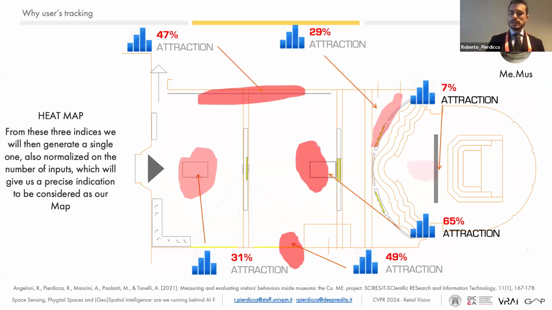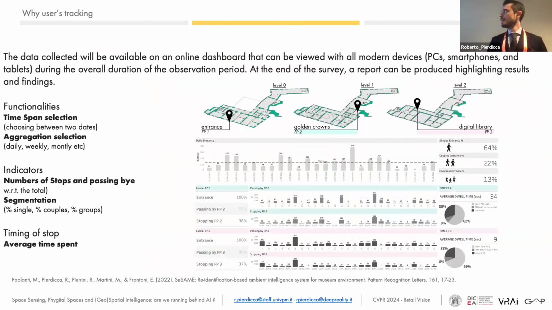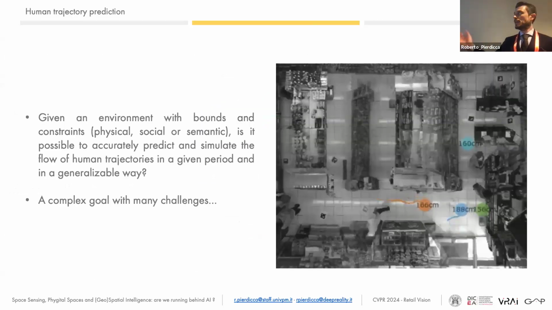So here is the design of the application, and this application we called MEMUS, Measure Your Museums. And finally, what we got was the collection of all the data with all the indicators that I guess are used even in the retail environment, like how many people stop in a place, if they interact in groups, and other things that maybe you know better than me. And the same could be done in the retail environment.